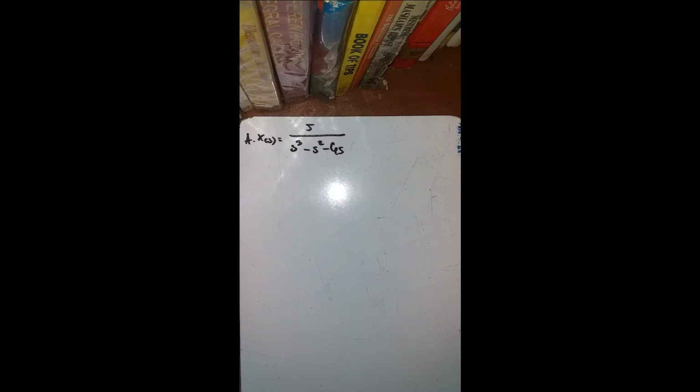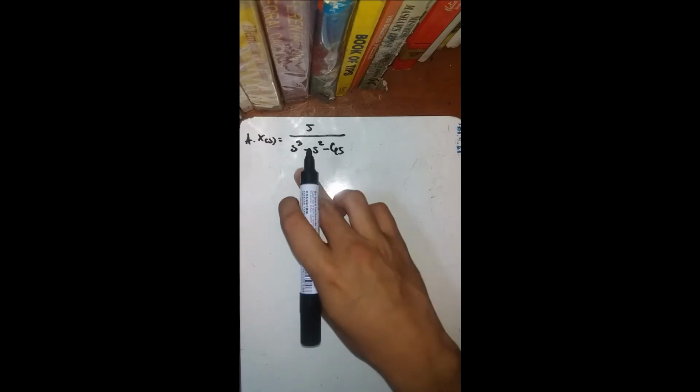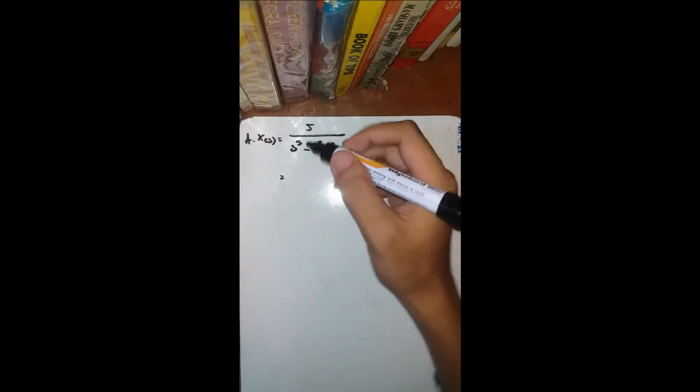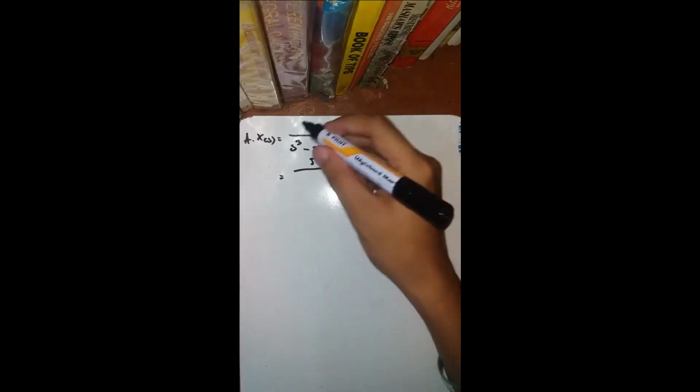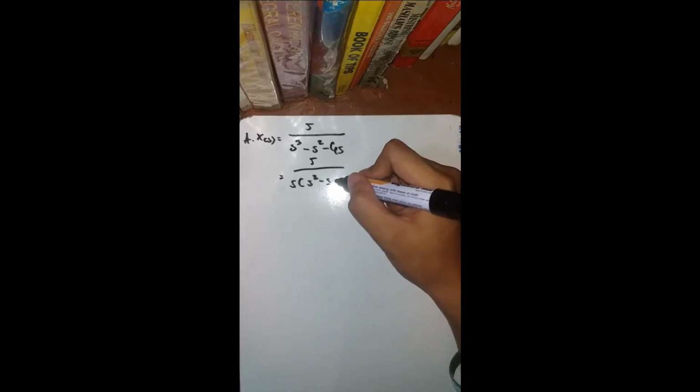Welcome back to the video, and today we're going to solve some inverse Laplace, but this time we're going to use a partial fraction method. Okay, so first, this is our problem. Here we can take out the s, so 5 over, this will become s squared minus s minus 6.